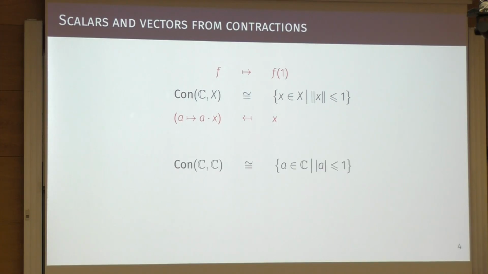We could play a similar game where we replace x with the complex numbers itself, and in this case we recover the complex numbers of modulus less than or equal to 1. And so if you combine these two things, you can reconstruct x. So x is a set of all fractions, with x being a vector in x of length less than or equal to 1, and a being a complex number of modulus less than or equal to 1. If we take all of these fractions, you can recover all of the vectors in x.